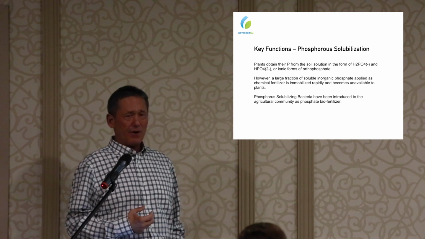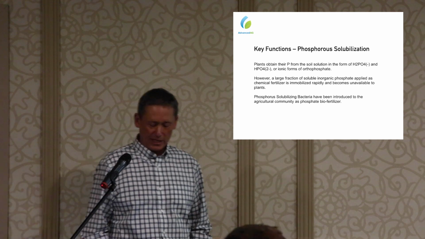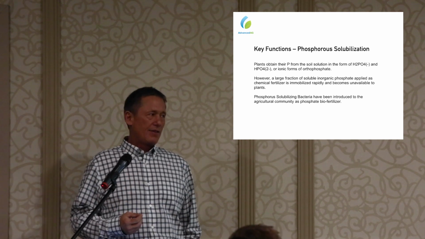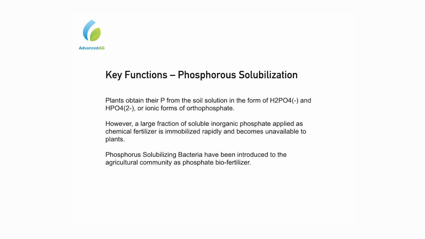The second main function on there, and we talk about this a lot today, is phosphorus solubilization. Any of the organisms we're talking about, plants, bacteria, fungi, they really need orthophosphate. And I think we've all heard these terms a bit. You have bioavailable phosphorus and you have non-available phosphorus. And the orthophosphate's the form it's got to be in.